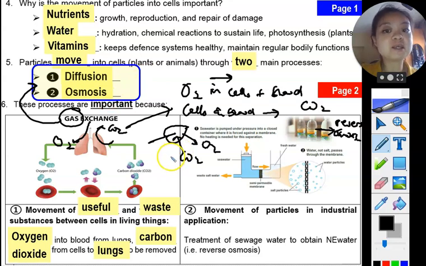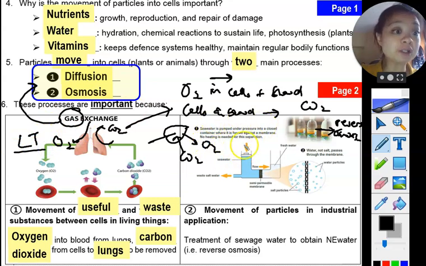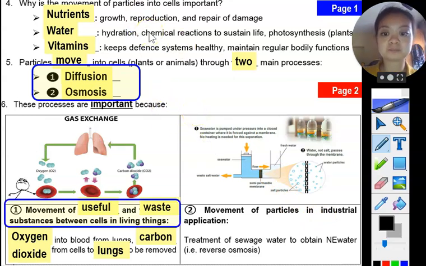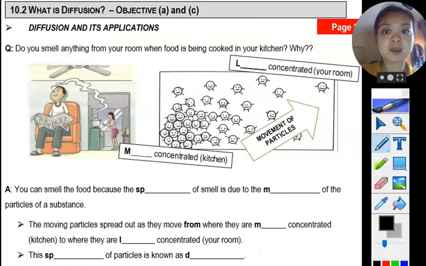Okay, so we can see that these two processes are very important, not only in living things, okay, I put here LT, living things, but also in non-living systems such as industrial applications. So these two processes that we will learn now, and you will also learn more of it in biology, is actually very applicable to daily life. Right? So let us move on. Okay, so you might take a highlighter and take note of this very important process. All right, so now let's start on the first process that we're going to be talking about, known as diffusion.